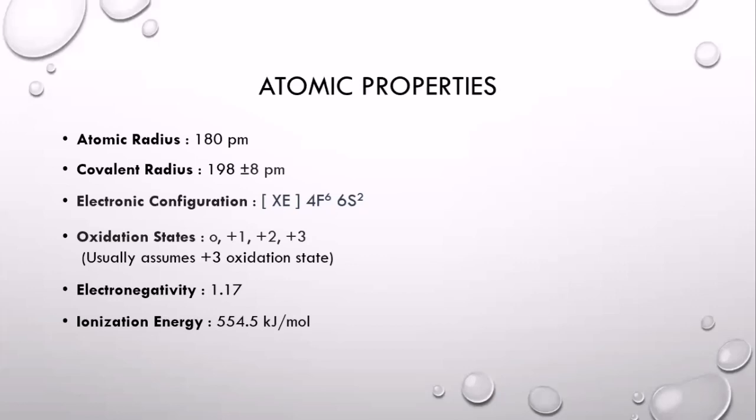To remove an electron from the outermost shell of samarium, we need 554.5 kilojoule per mole energy. It means its ionization energy is quite high.